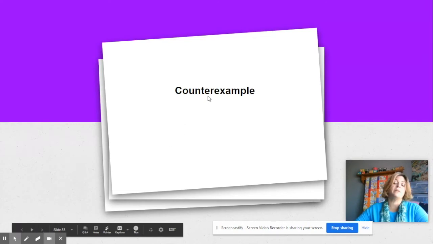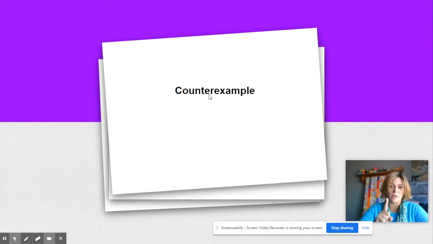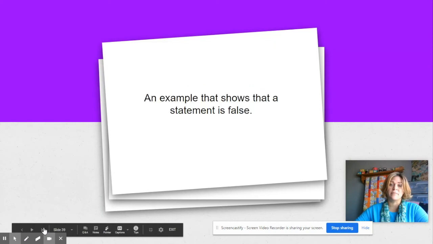Counterexample. A counterexample is one example, all you need is one, that proves something is false. So you just need one example to prove something is false. So an example that shows the statement is false, any statement.